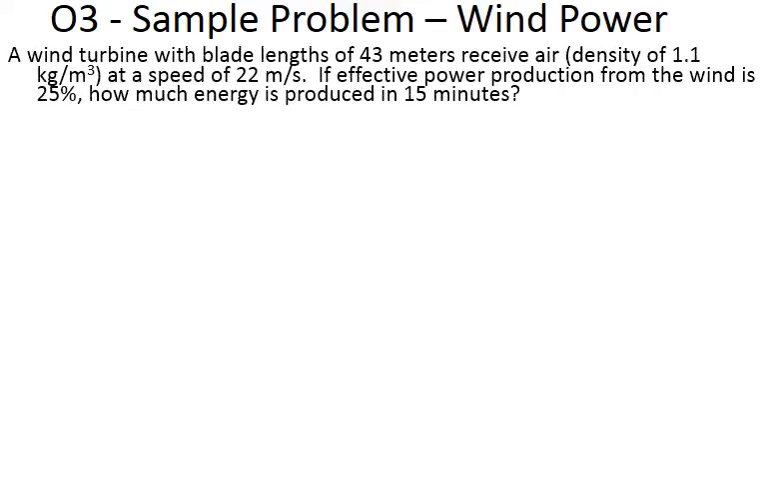So let's go ahead and try this one here. We have a wind turbine. The length of the blade is 43 meters, and the speed of the air coming through is 22 meters per second. And it's only 25% efficient. We want to figure out the energy produced in 15 minutes. So go ahead and pause the clip and give this a try. And when you're ready to check, you can hit play to continue.